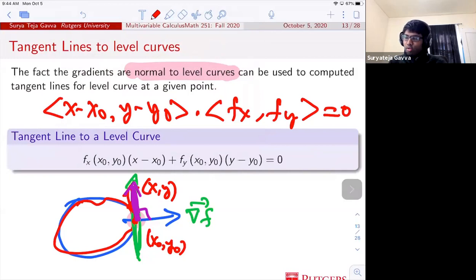Okay, so if I write that down, x minus x0, y minus y0 is the vector which is along my tangent line, and this is the gradient vector, which is fx, fy. Because they're perpendicular, the dot product of those two vectors is 0, which gives this equation: fx times x minus x0 plus fy times y minus y0 is 0. So that will help you write an equation for the tangent.